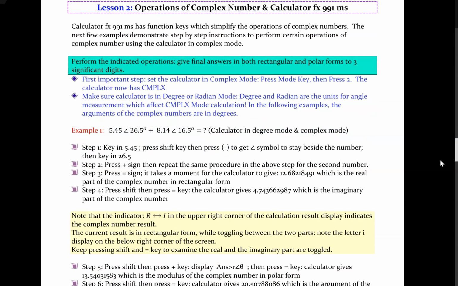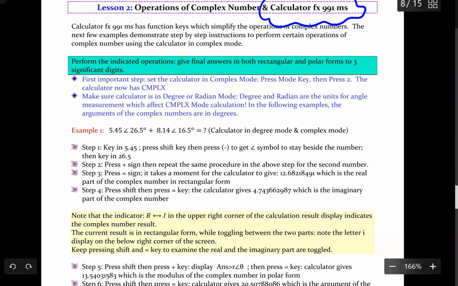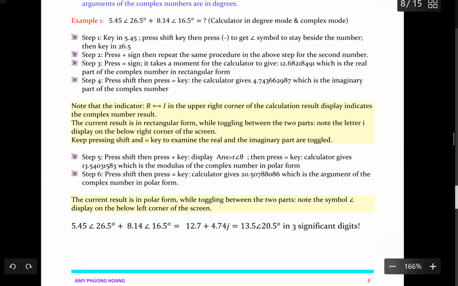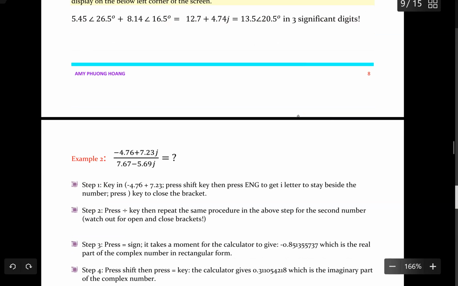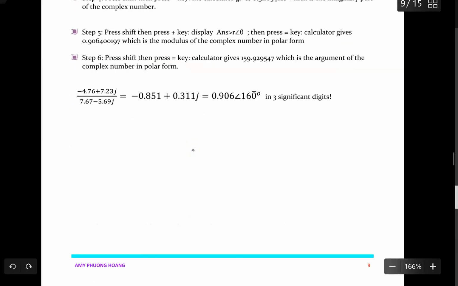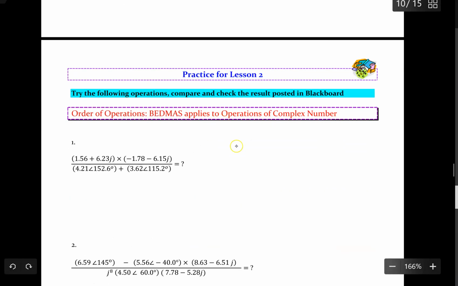You need to use your calculator, Casio FX991MS, and learn how to perform operations of complex numbers using your calculator. So you need to go through all of these steps. I have everything here. I need everyone to go over it yourself, and then try this example, try all this, also try the practice lesson. But you don't need to apply all the basic rules that I just showed you. You can just use your calculator to work with.